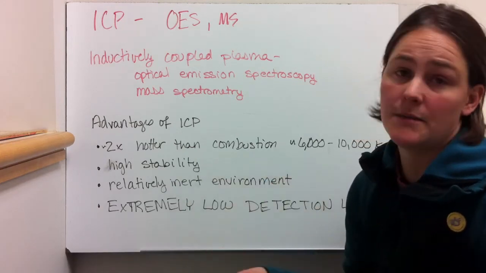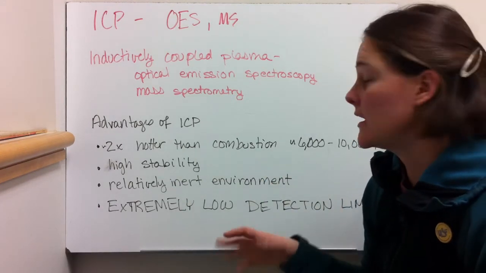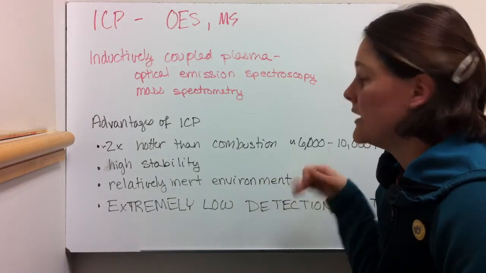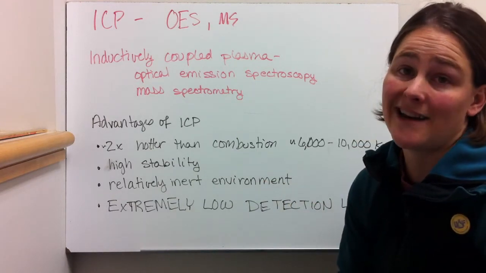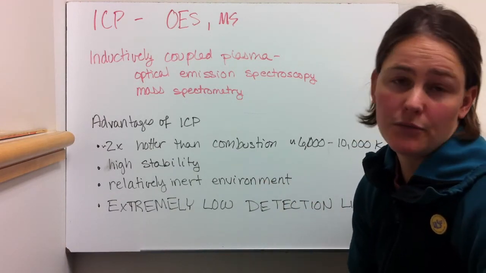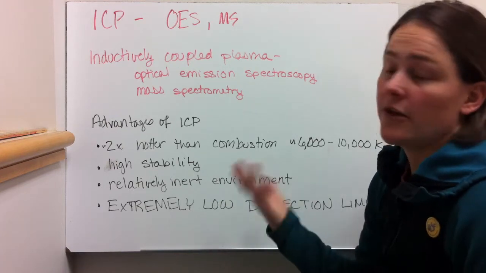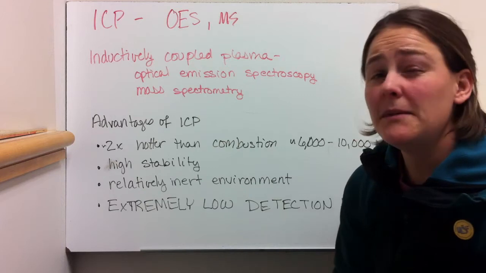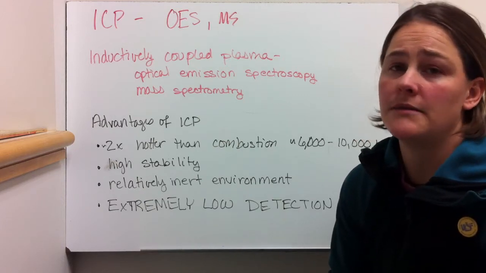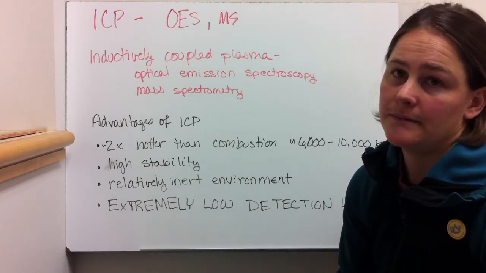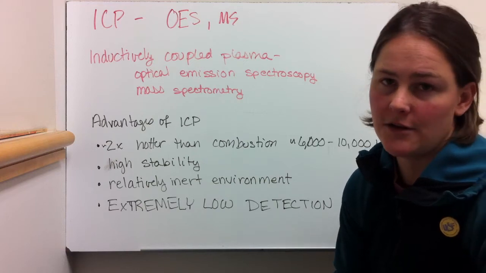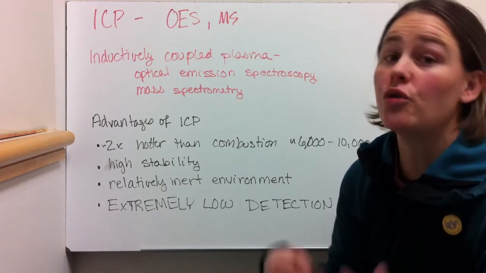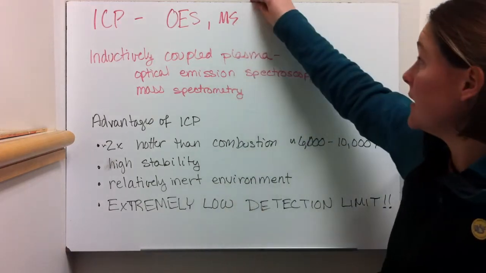So you have high stability. The plasma is very stable once you get it up and rolling. A relatively inert environment because you're going to make it out of argon, which is pretty much unreactive in general, although we'll see that there are issues with that. And you can get extremely low detection limits. The published values are somewhere in the range of 1 to 5 parts per trillion, so very, very low.